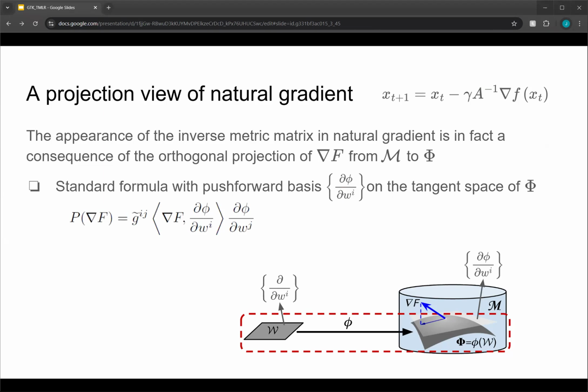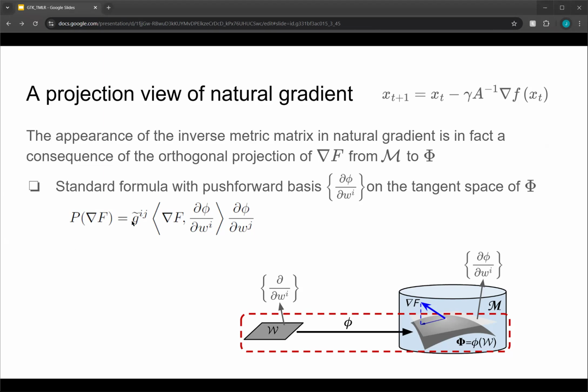As shown in this equation, the left-hand side is the orthogonal projection of grad F from M to the tangent space of big Phi. In order to compute this projection, we need some basis on the tangent space of big Phi. Since d/dw_i is the default coordinate basis on the Euclidean space W, the corresponding push-forward basis on the tangent space of big Phi is just d phi/dw_i. Using this default push-forward basis to compute a projection of grad F, we get the right-hand side of this formula, which is exactly the standard natural gradient formula.